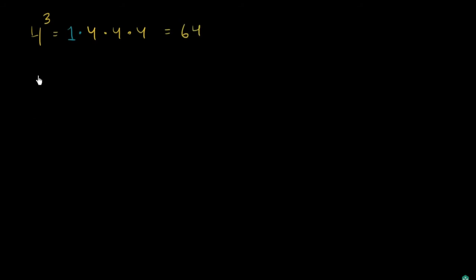We also know a little bit about negative exponents. So for example, if I were to take 4 to the negative 3 power, we know this negative tells us to take the reciprocal, 1 over 4 to the third. And we already know 4 to the third is 64, so this is going to be 1/64.